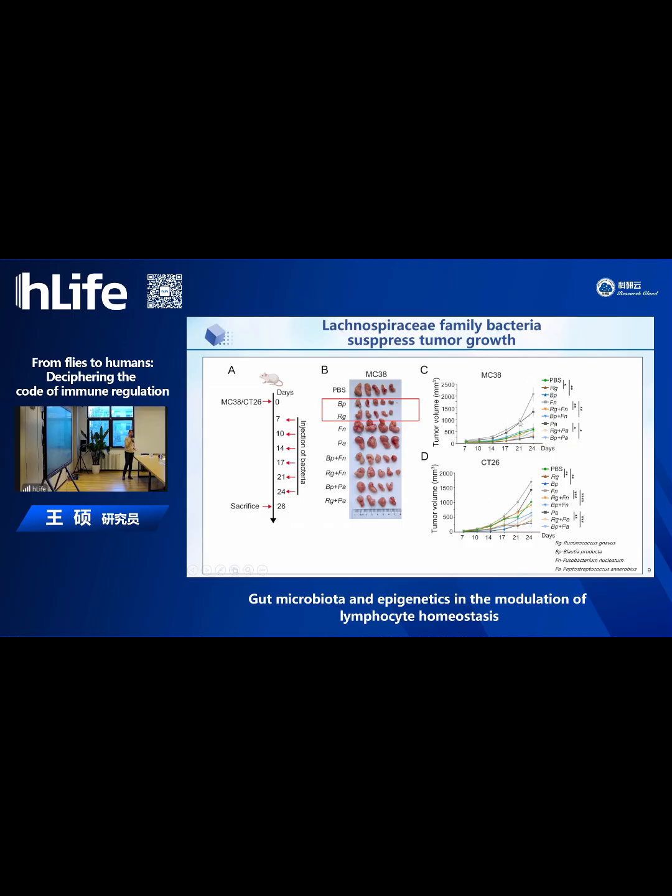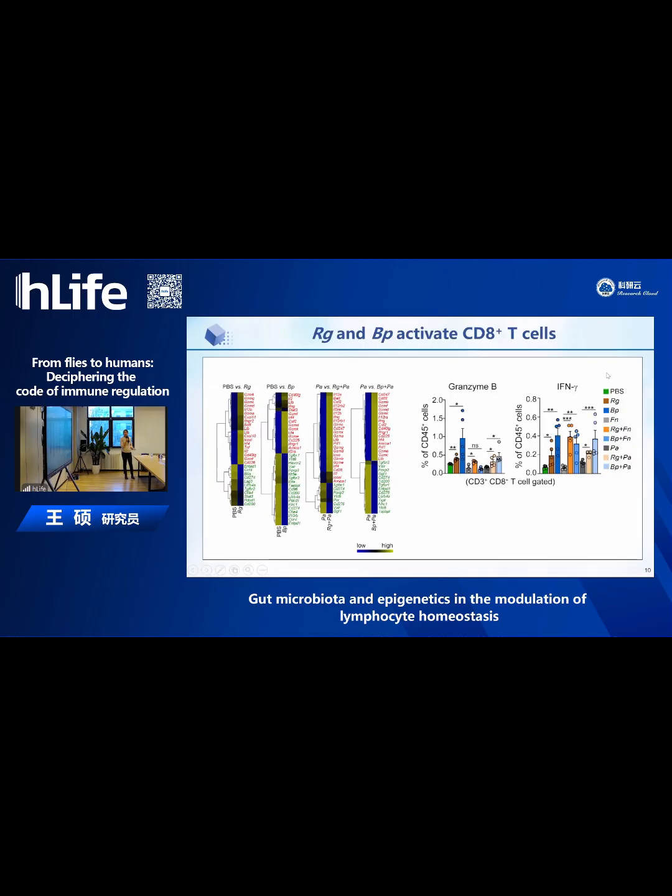The next question is how these bacteria suppress tumor growth. We analyzed the intra-tumor lymphocytes, or the immune cells, and we found that CD8 T cells were activated after the addition of these bacteria. We also analyzed many other immune cells, such as B cells, CD4 T cells, and innate lymphocytes, but we found that the increase or activation of CD8 T cells was the most important one.